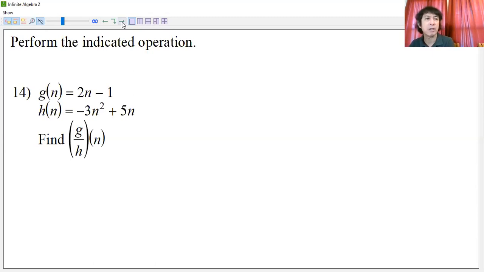You can see the problem first on the screen. I will write it in our solution paper. Function g of n is equal to 2n minus 1. Function h of n equals negative 3n squared plus 5n. We're asked to get g over h on the variable n. Okay, next, let's have our paper.